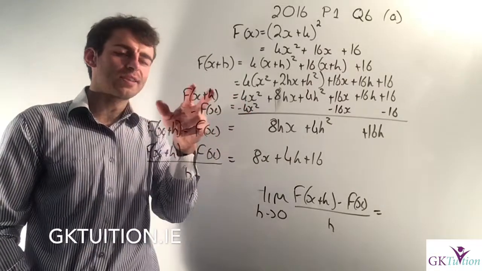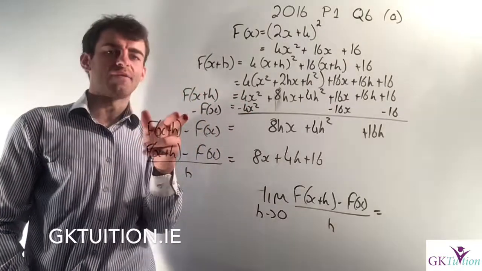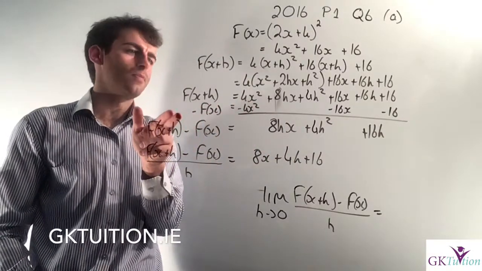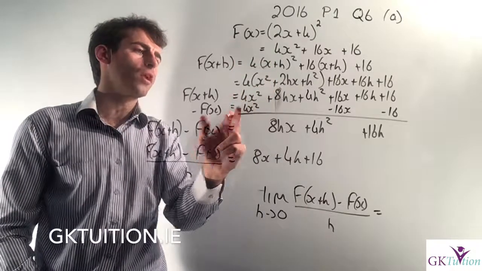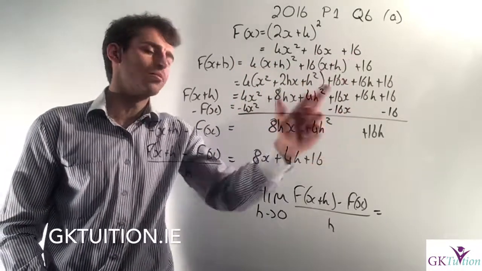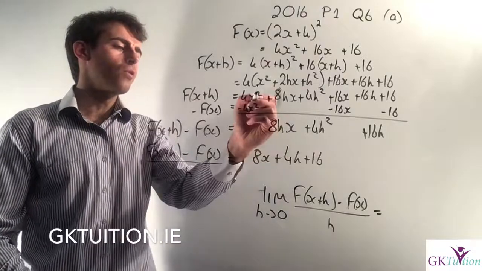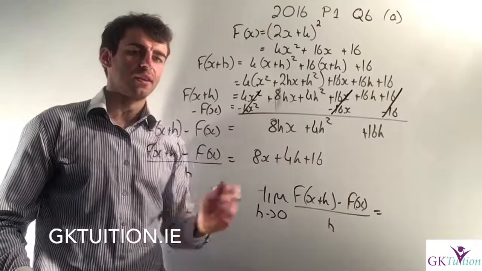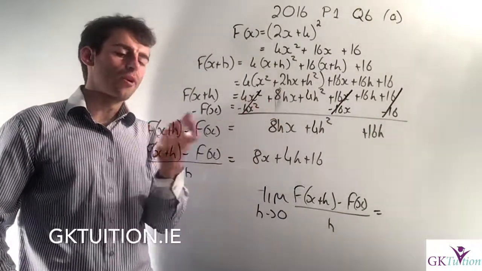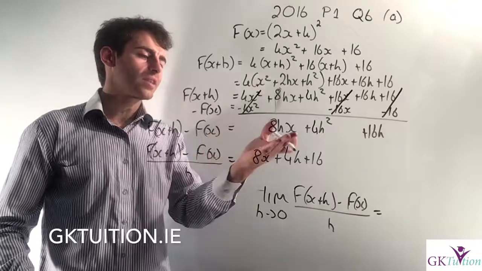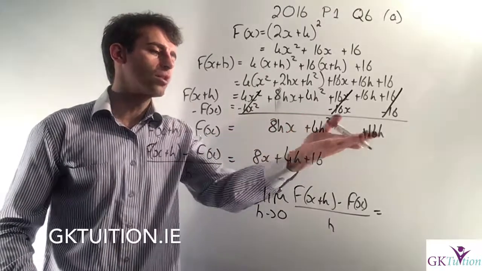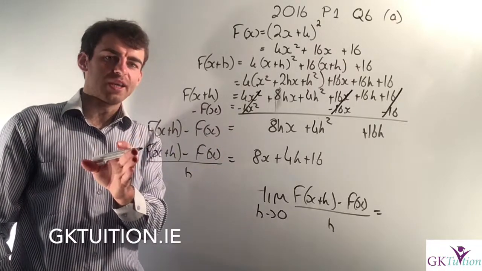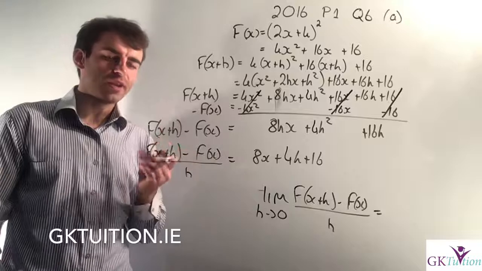And the next thing I want is to get f of x plus h minus f of x. Which means on the next line you'll notice here that I'm subtracting f of x. So instead of plus 4x squared, it's minus 4x squared, it becomes a minus 16x, and it becomes a minus 16. Which means that I have 4x squared minus 4x squared, 16x minus 16x, and 16 minus 16. So 3 of my terms are gone. And now I can say that f of x plus h minus f of x is 8hx plus 4h squared plus 16h.